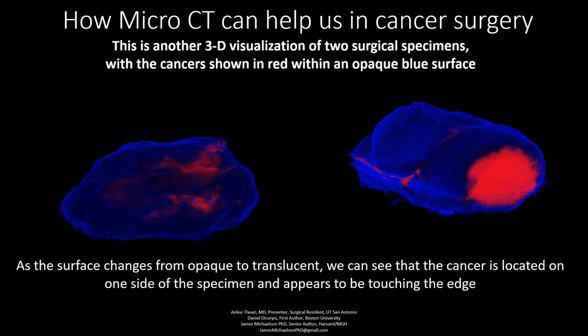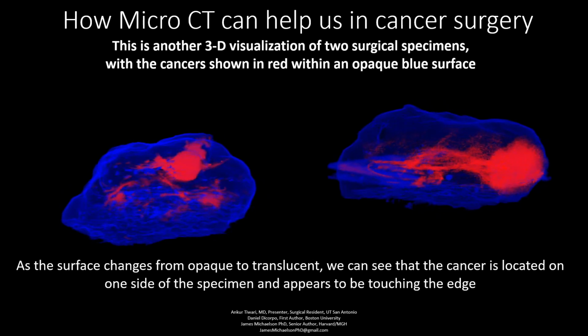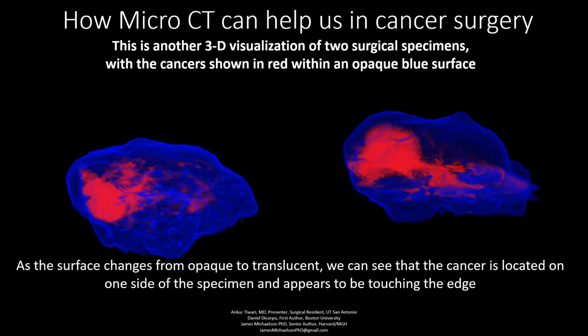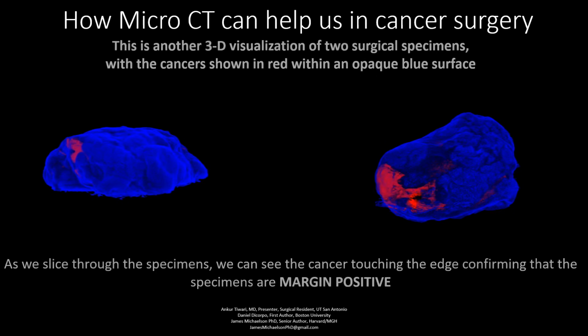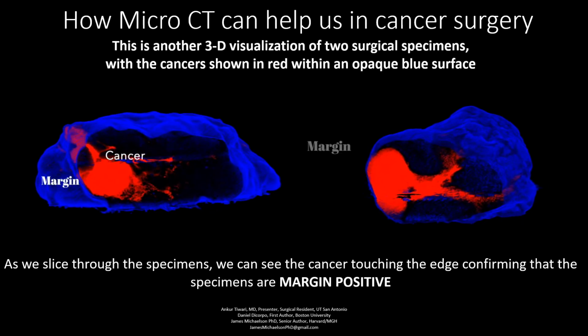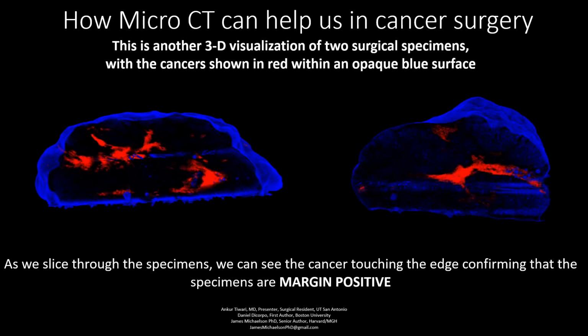As the surface changes from opaque to translucent, we can see that the cancer is located on one side of the specimen and appears to be touching the edge. And as we slice through the specimens, we can see the cancer touching the edge, confirming that the specimens are indeed margin positive.